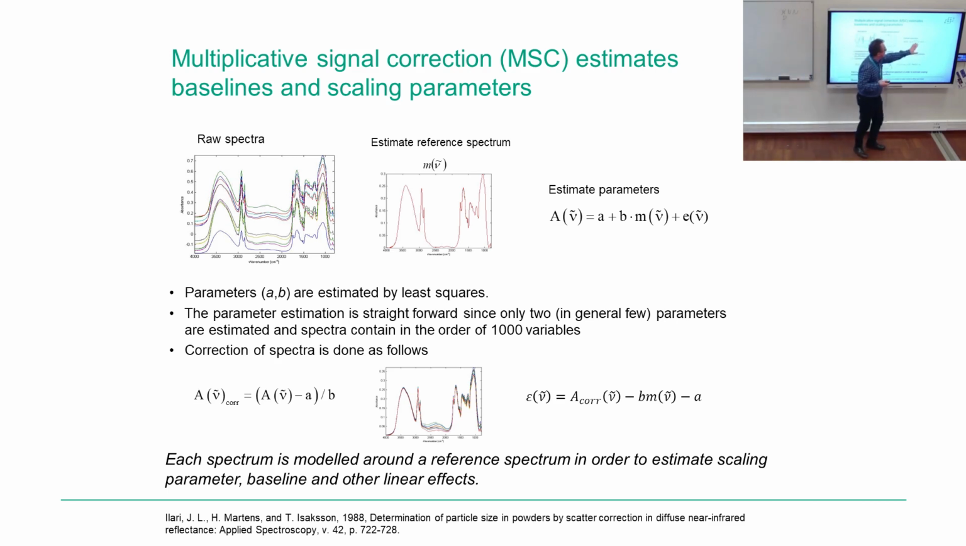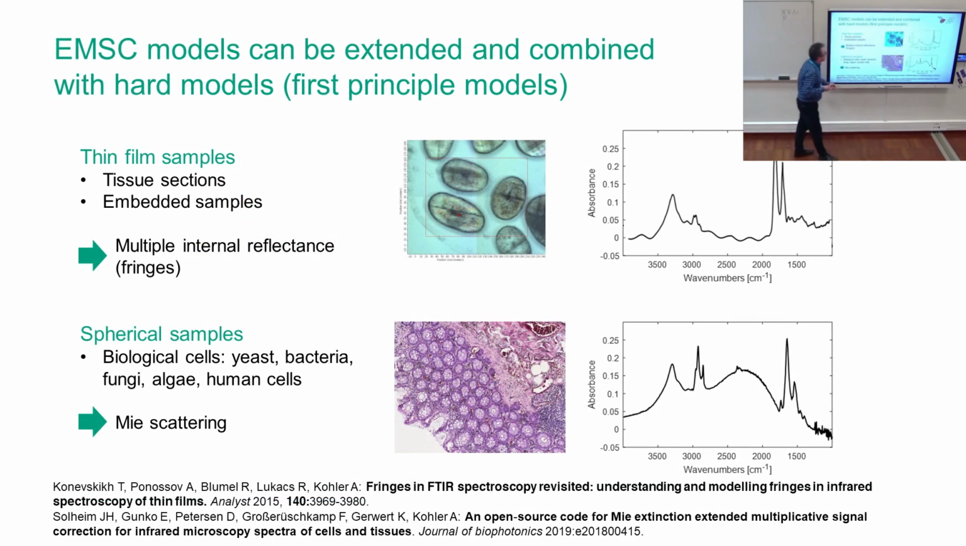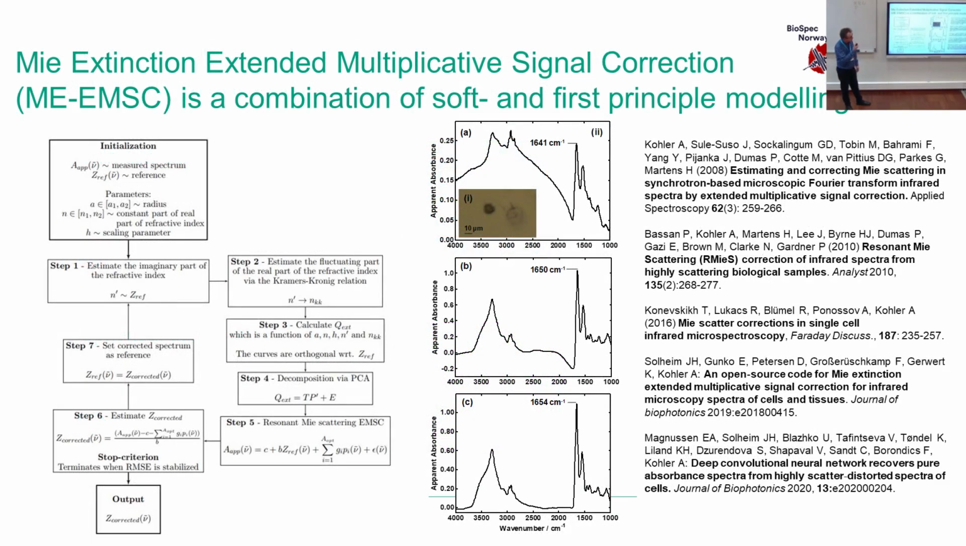So we used this and extended it with models from physics. We have been working, for example, on modeling these fringes with models from physics, and then made models to remove them from the spectra, or like for cells, where you have the so-called Mie scattering, we built models to correct this. And I will go on with the Mie scattering, not further into the fringes.